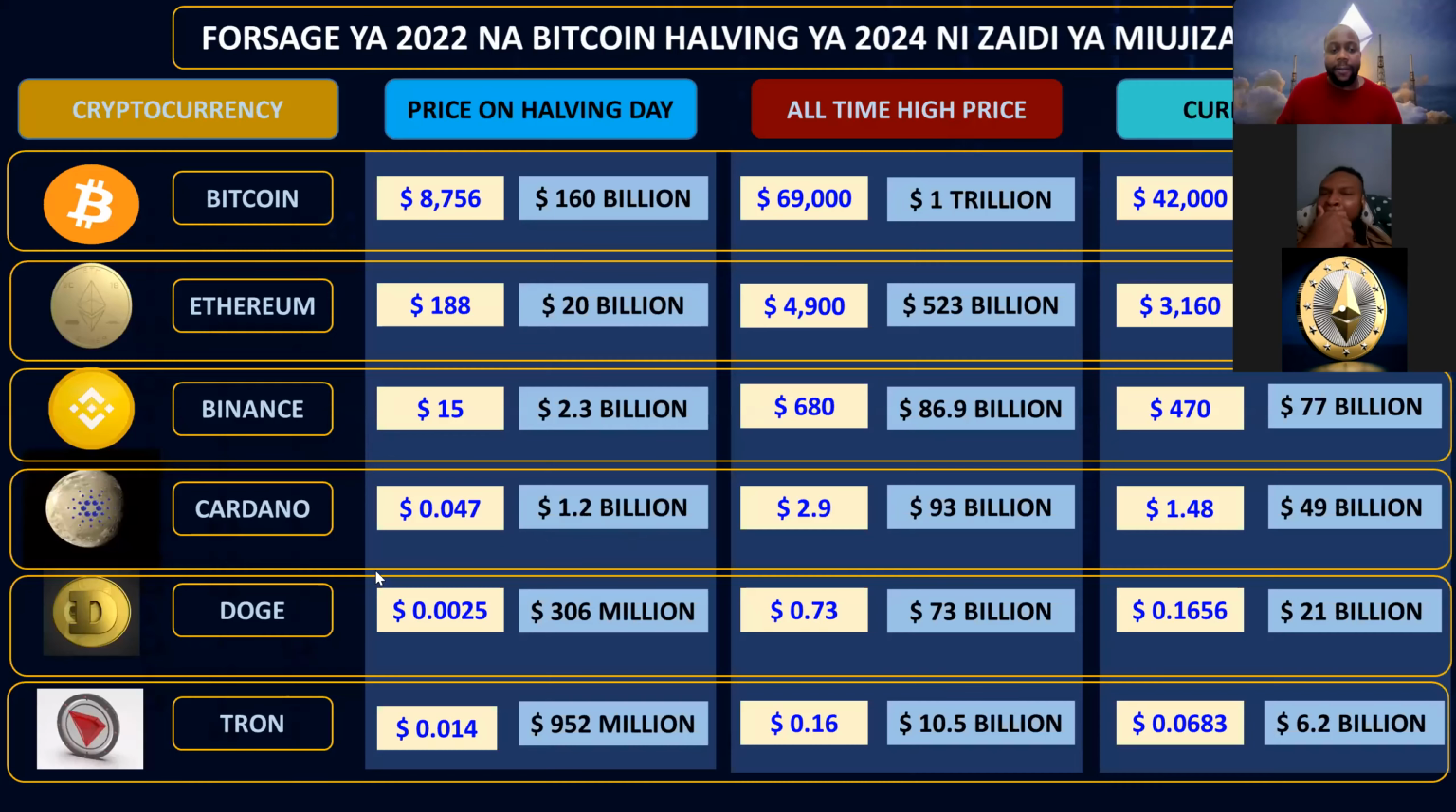Let me show you another example. Let us see this coin here. You see this Doge coin? What was its price? It was 0.0025, okay? What was the market cap? 6 million. Do you know in a period of 6 months, the price went to 0.73? And the market cap was 73 billion.